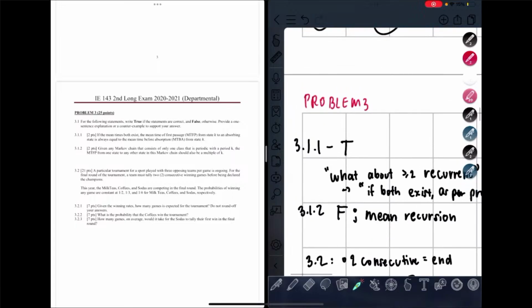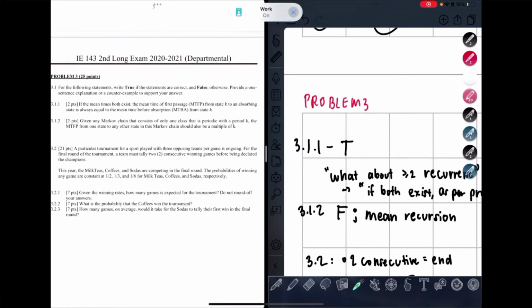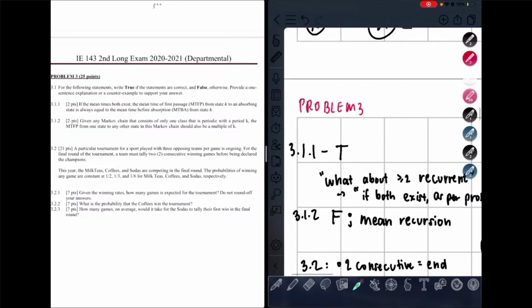For 3.2, this is another word problem. A particular tournament for a sport played with three opposing teams per game is ongoing. For the final round of the tournament, a team must tally two consecutive winning games before being declared the champions. This year, the milk teas, coffees, and sodas are competing in the final round. The probabilities of winning any game are constant at 1/2, 1/3, and 1/6 for milk teas, coffees, and sodas respectively. Given the winning rates, how many games are expected for the tournament? That's the first part.